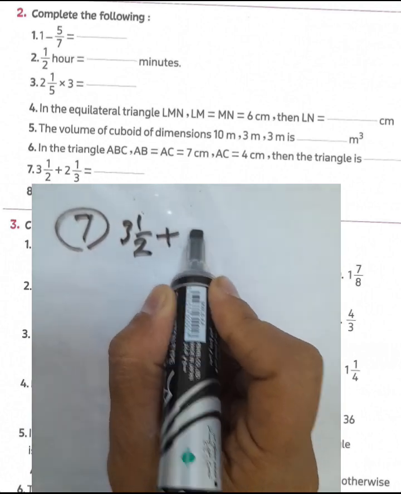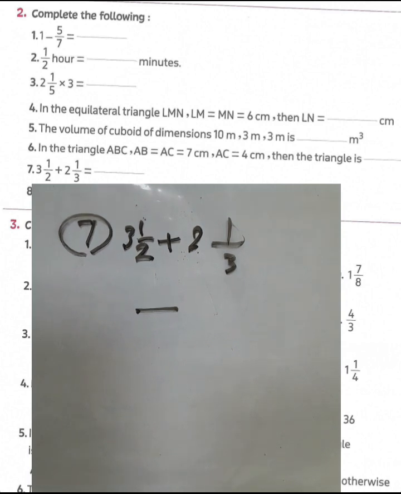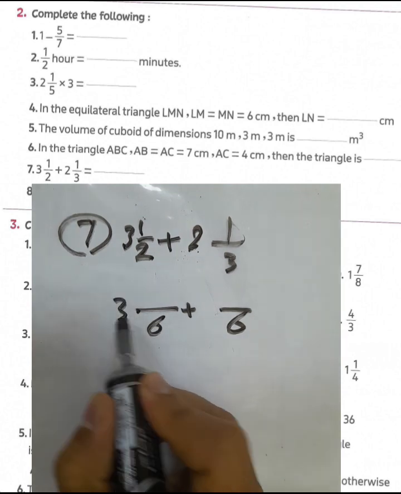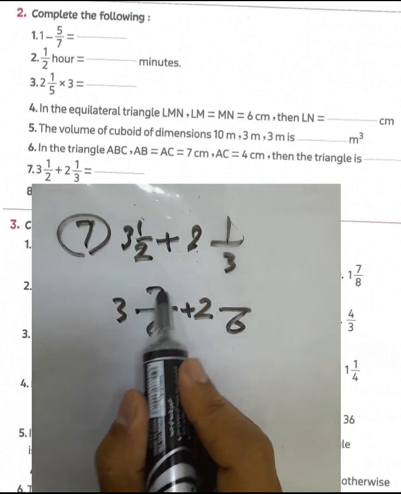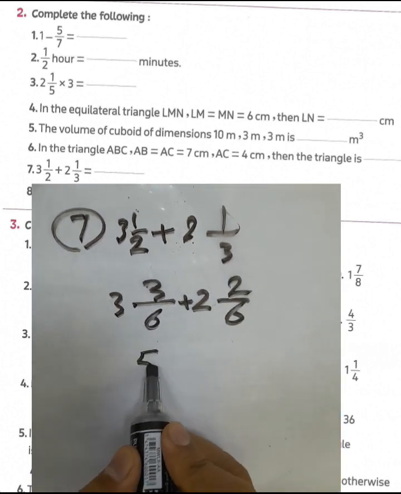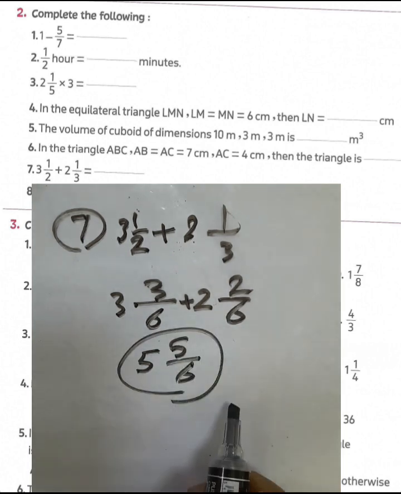Question number 7. 3 and 1 over 2 plus 2 and 1 over 3. We can write the least common multiple between the two denominators. It will be 6. Write 6 here. And write 3 whole numbers. And 2 times 3 equals 6. 1 times 3 equals 3. 2 times 3 equals 6. 1 times 2 equals 2. 3 plus 2 will be 5. And write 6 in the denominator. 3 plus 2 equals 5. Then the result will be 5 and 5 over 6.